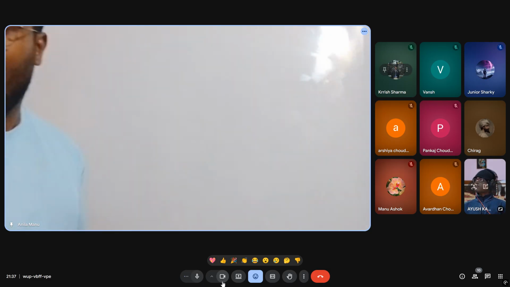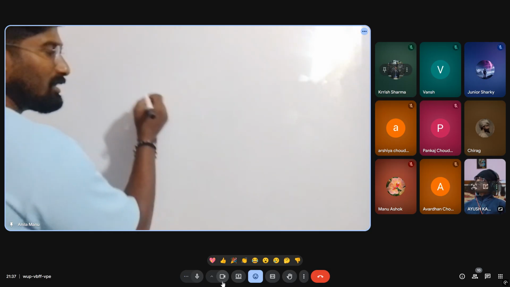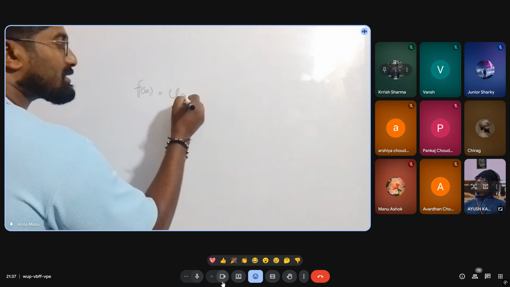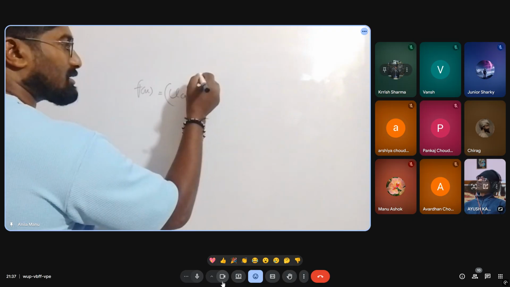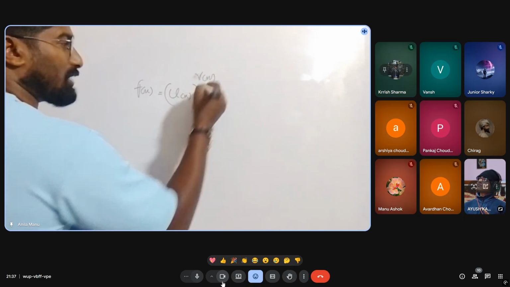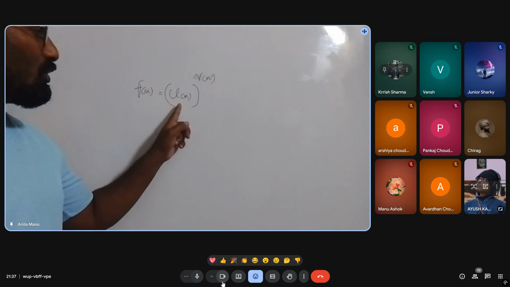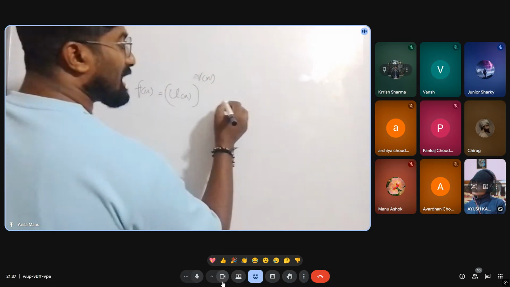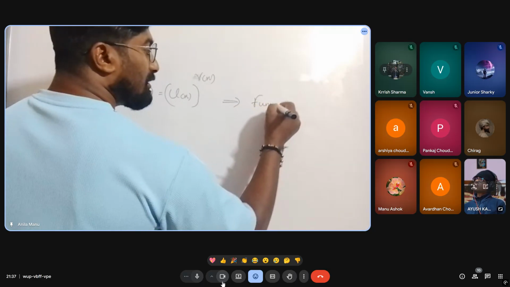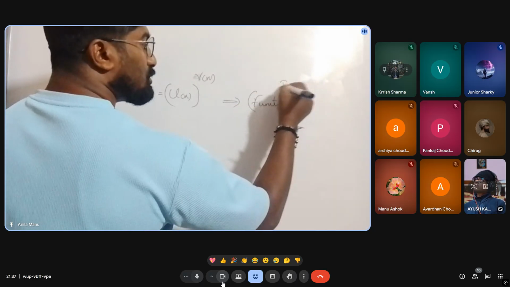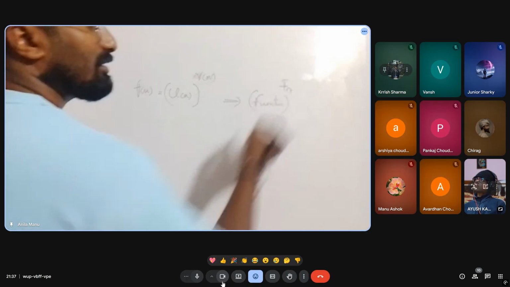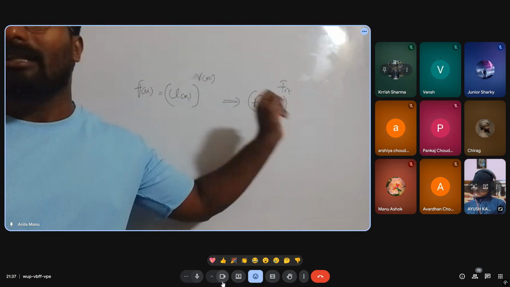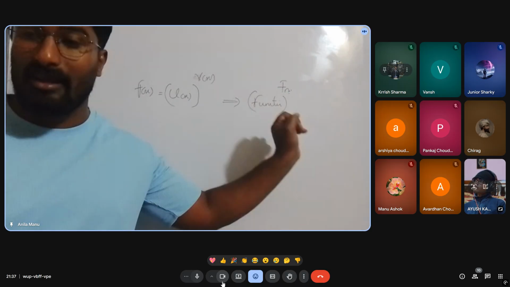See, all of you listen. If the given function f of x is of the form u of x raised to g of x, or u of x raised to v of x, that is, u of x and v of x both are functions, or you can easily write function raised to function. Where you have the function raised to function form, there you can apply logarithmic differentiation.